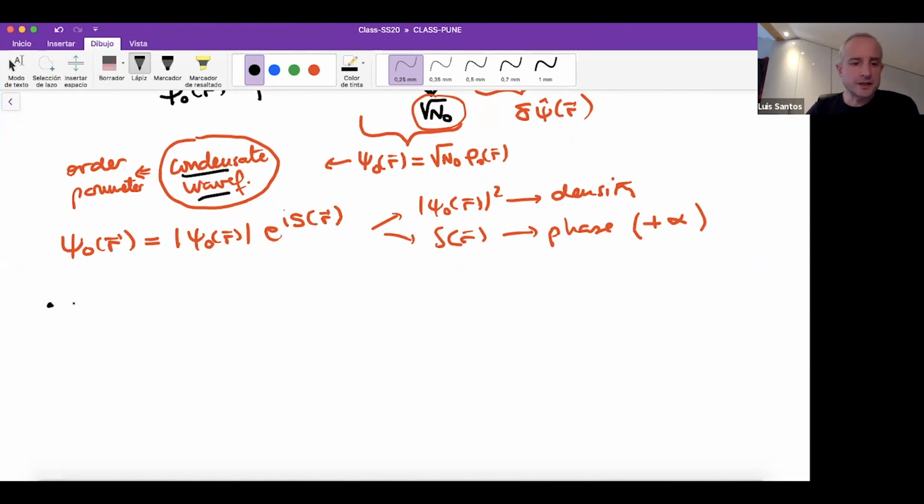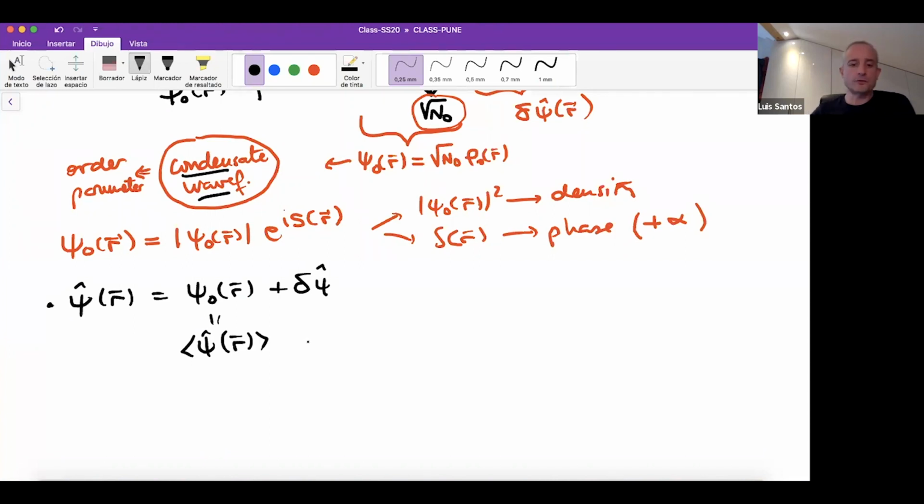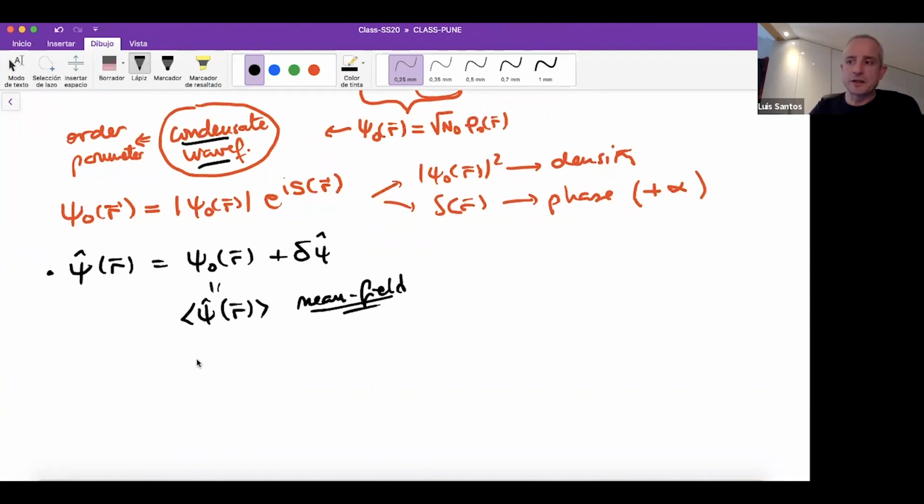Now, the other thing which is interesting is that we have written psi(r) as a C number plus a fluctuation. I can understand this psi 0 as the mean field, the average value of this operator. This is called mean field. But we should understand what this mean field actually means, and this is important for the following reason. As I commented to you, this psi(r) has two parts, this psi 0(r) plus the rest, this delta psi.